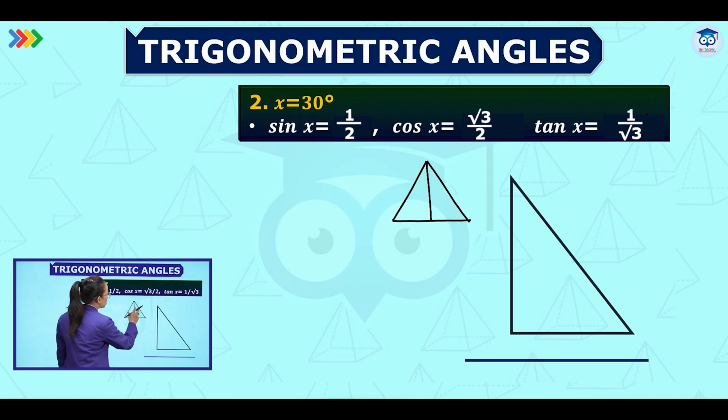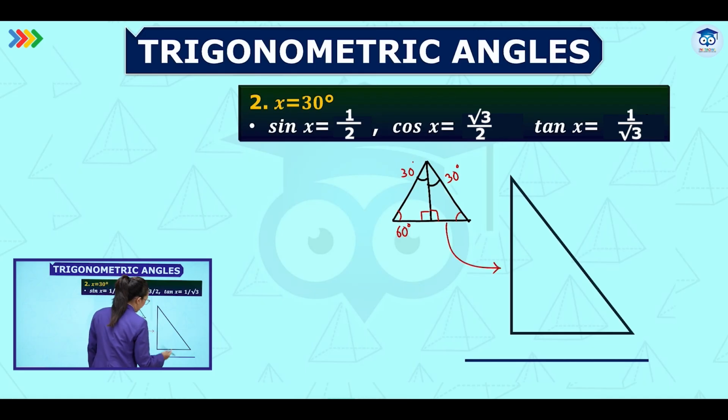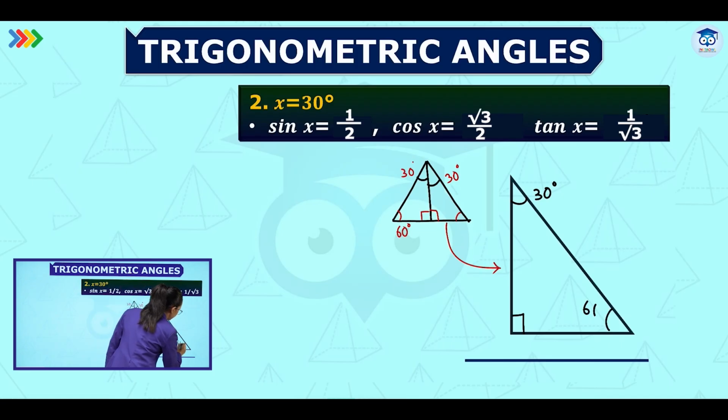So these two triangles are congruent, therefore these two angles are equal. So this becomes 30, this is also 30, but this stays as 60, and this is 90. So here also this becomes 90, this becomes 60. So this can be seen as this 90, this as 30, and then this as 60.